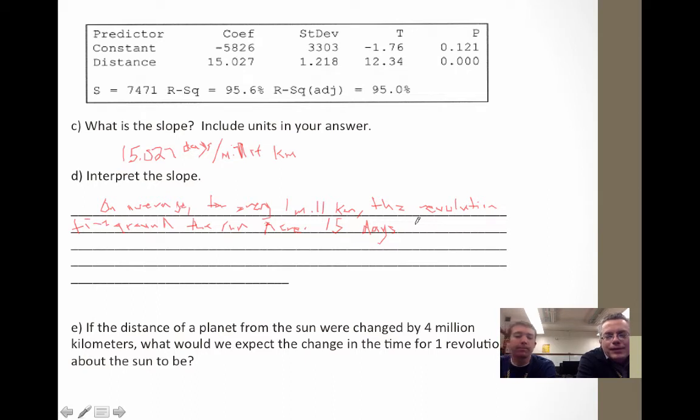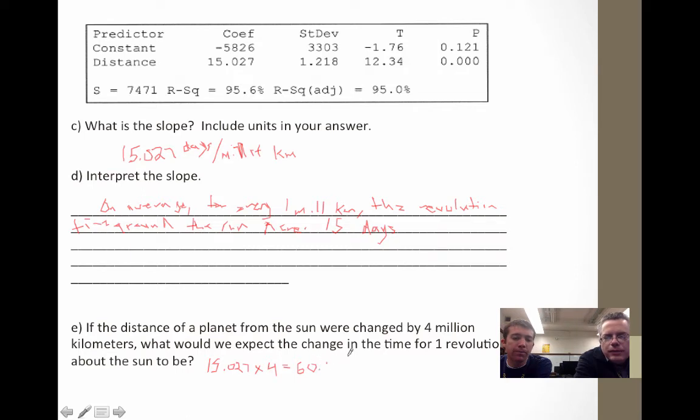Well, this is not about standard deviations. Do you see standard deviations there anywhere? I don't. So we just multiply by the slope. We said it goes up 15 days roughly for every million kilometers. So if it was 4 million kilometers, it'd be 15.027 times 4, which is 60.1.